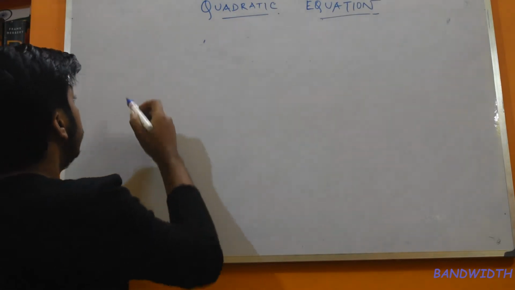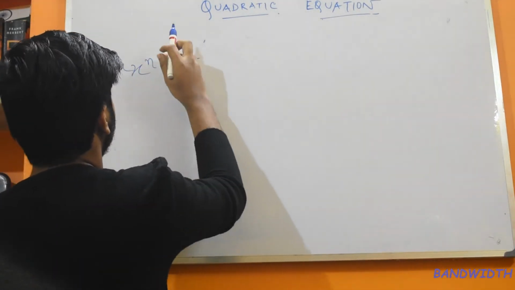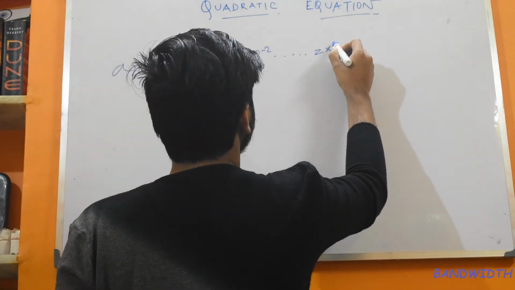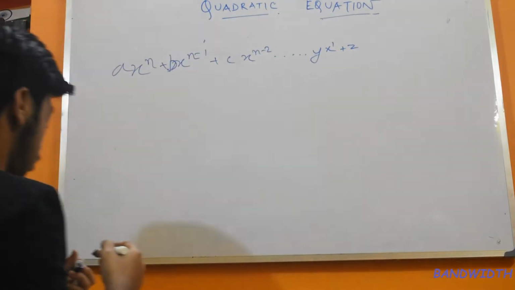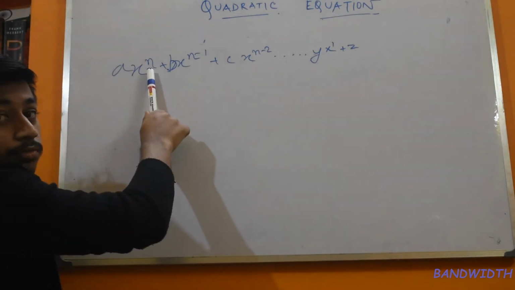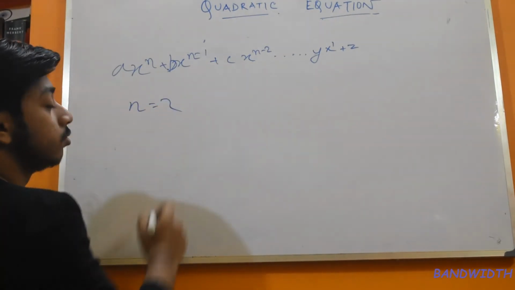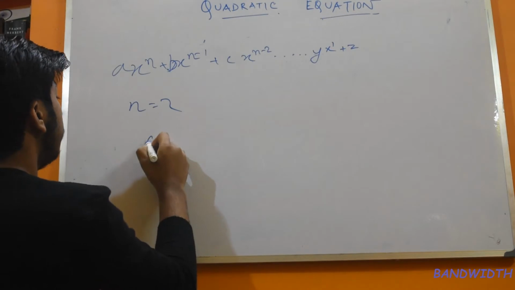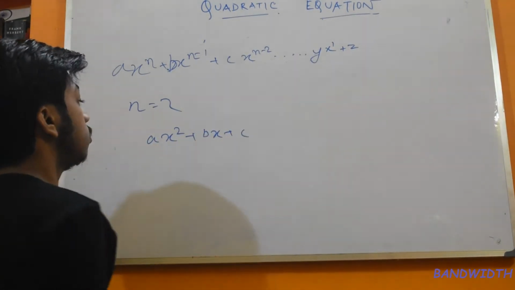Let's talk about polynomials first. Now this is a polynomial. It is an n degree polynomial. What happens if n equals 2? Don't regard these things. So what will it be? ax to the power 2 plus bx plus c.